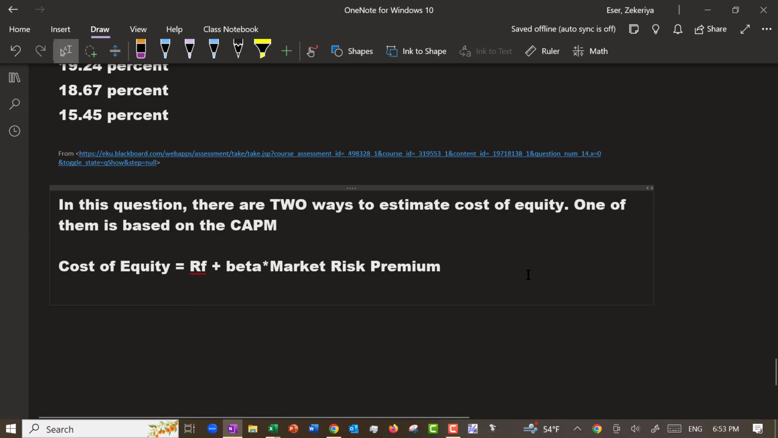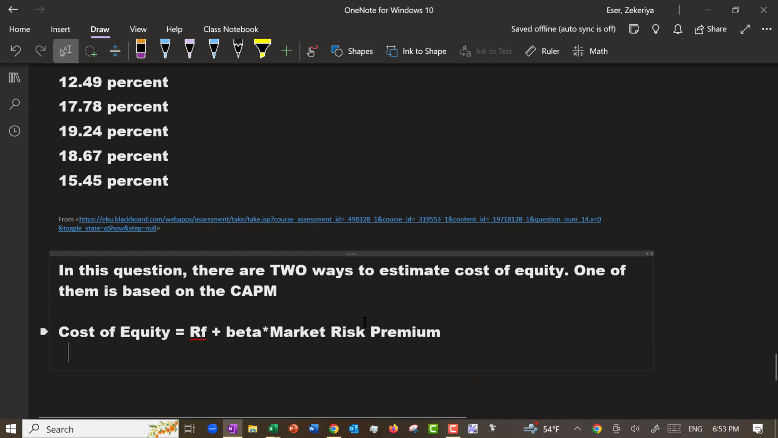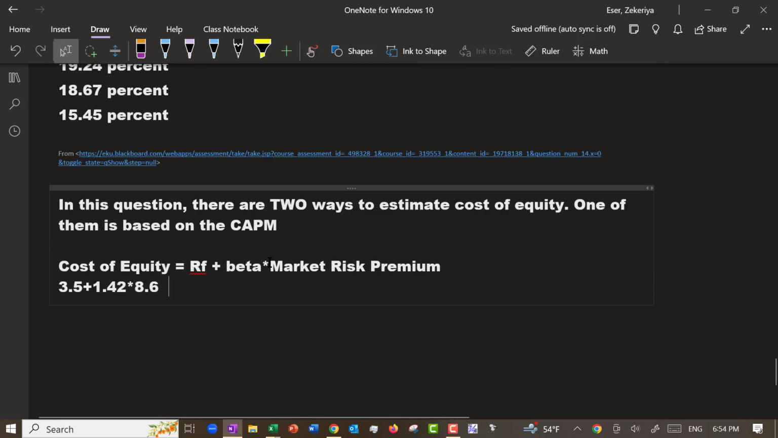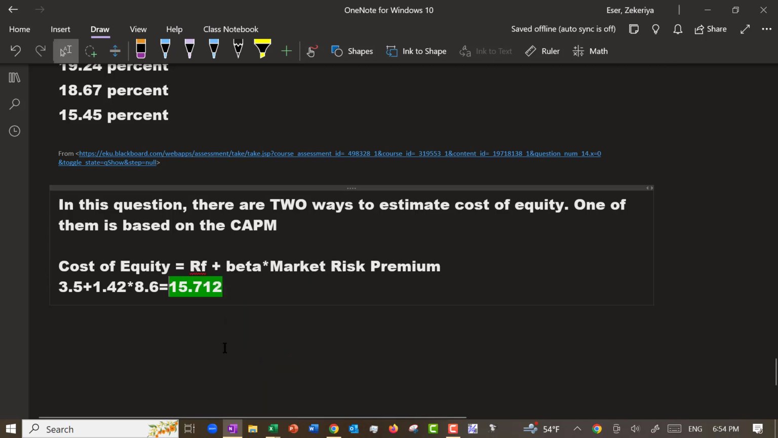So in this case, risk-free rate is 3.5 plus beta 1.42 times market risk premium of 8.6. That's one way.